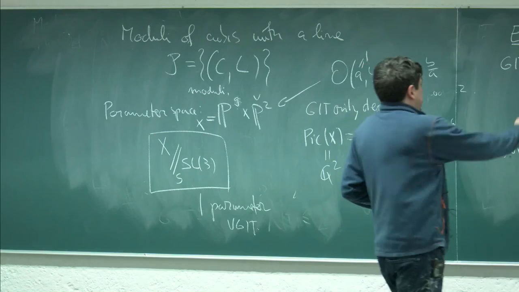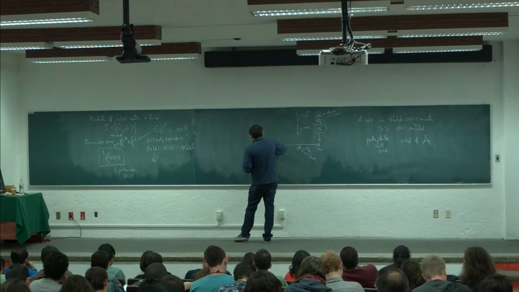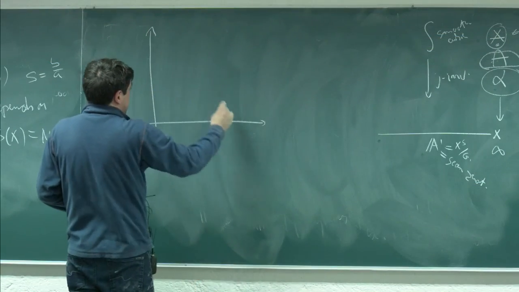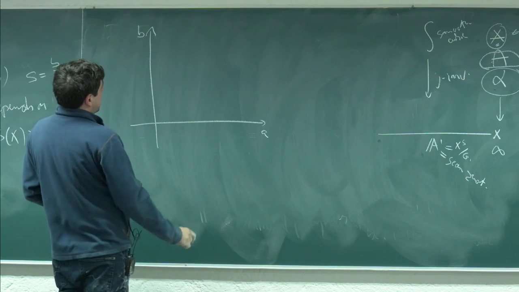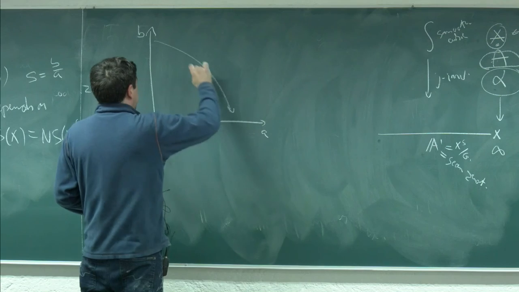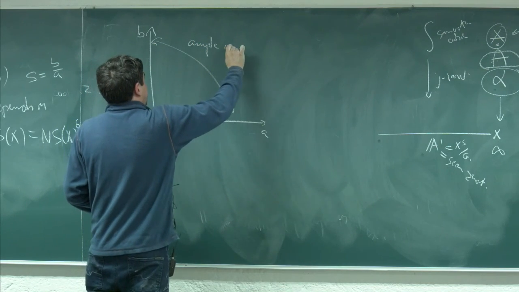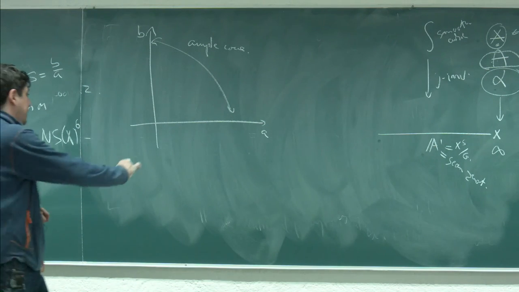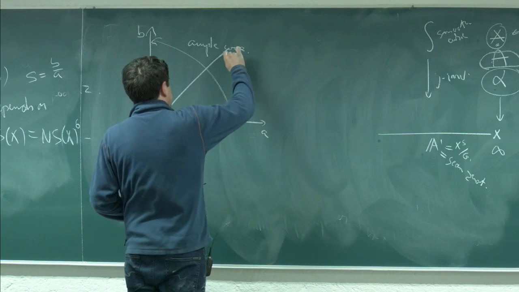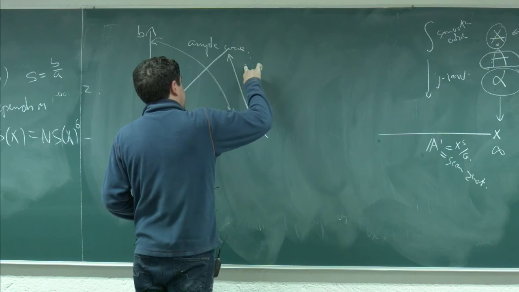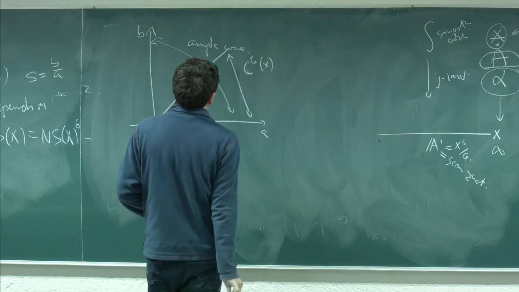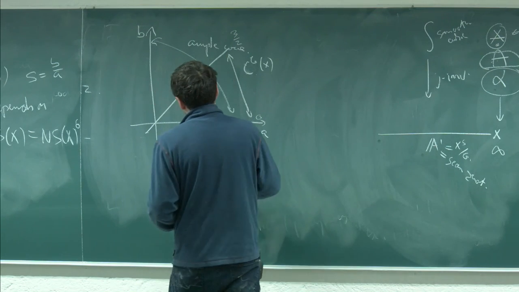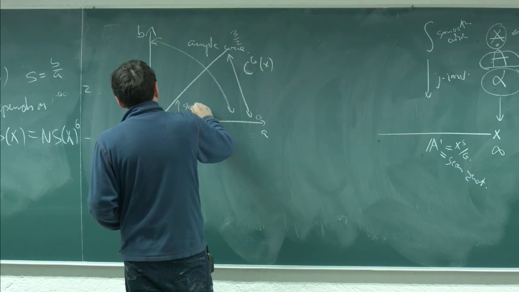So maybe I should do a picture, and I'll continue with this example next time. So this is A and B. What is the ample cone, first of all? This is the ample cone. It turns out that the CG cone, CG of X, is actually determined here by 0 and here by 3/2. So this is slope 3/2.